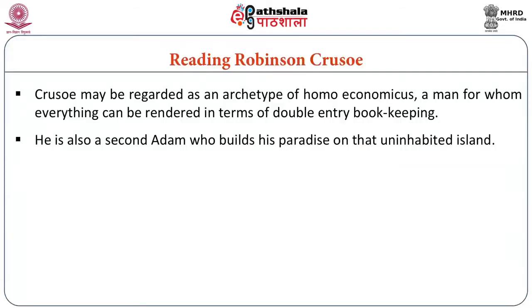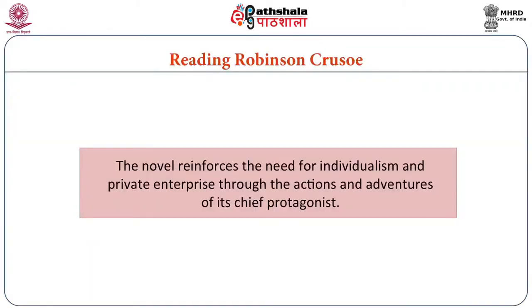He is also, of course, a second Adam, and this is something which we will go back to because of the idea of Adam who makes his own life, who builds a paradise, or who was in a paradise, the Garden of Eden. Here you have Robinson Crusoe, who on an uninhabited island is able to build his own little paradise over there for himself. Then, of course, the novel emphasizes, reinforces the idea of individualism and private enterprise. And this, of course, is seen in Robinson Crusoe.